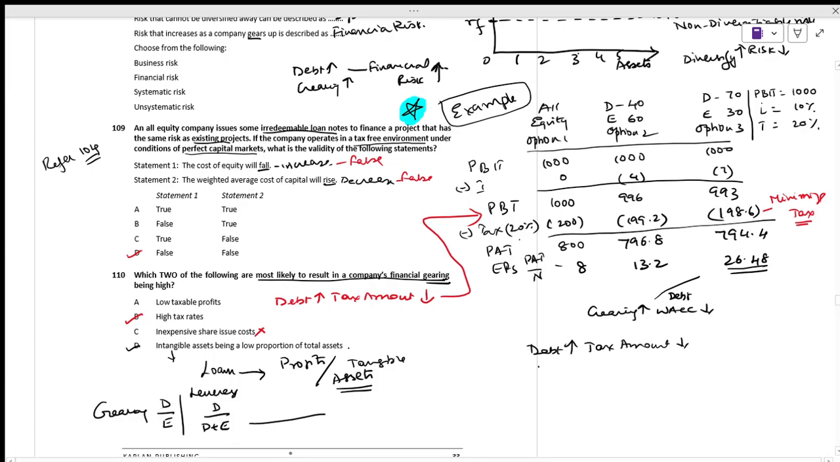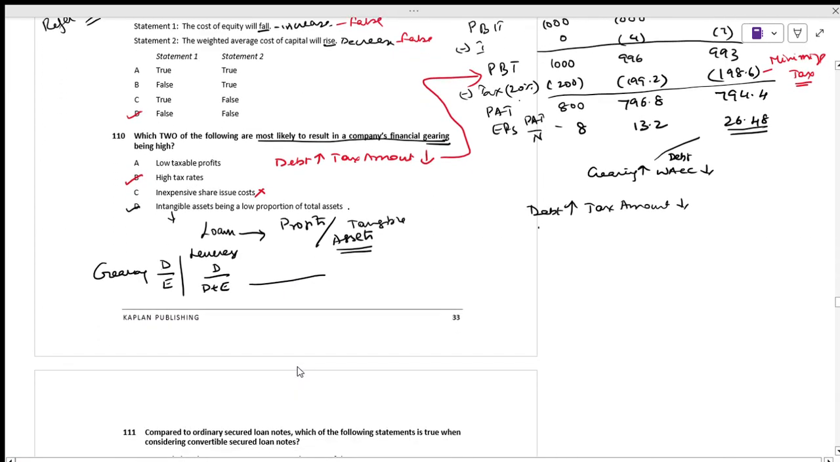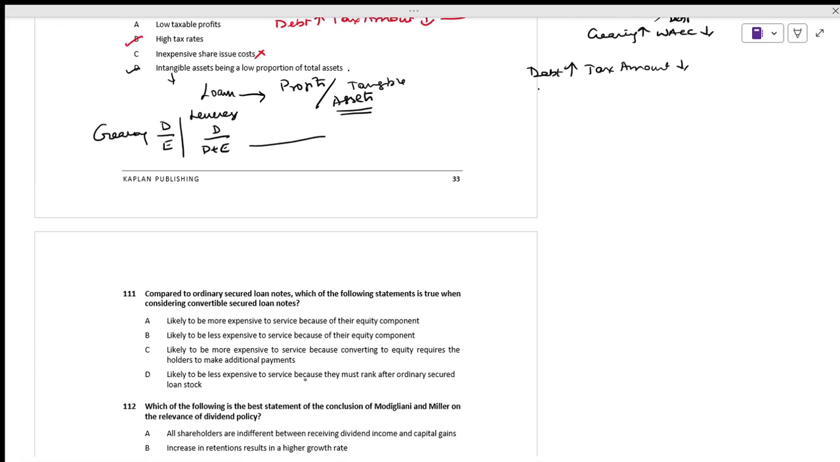Fine. These are some of the basic factors which will result in companies' financial gearing being very high. If you have good tangible assets, definitely anybody will come forward to give us the loan. Compared to ordinary secured loans, which of the following statements is true when considering convertible secured loans? See, what is the difference between these two?